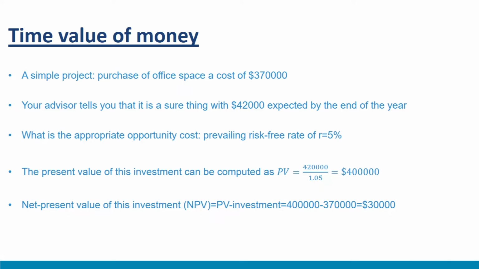Then the present value of this investment to you can be computed as shown here. Present value equal to 4,20,000 divided by 1.05 equal to $4 lakh. This is interest rate R, which is often called as discount rate, hurdle rate or opportunity cost of capital. In this case, you can compute something called net present value of your investment. The net present value NPV of your investment is NPV equal to present value minus investment equal to 4 lakh minus $3,70,000 equal to $30,000. This $30,000 is the value that you would generate by investing in this office space. If everything works out as planned, then you are richer by $30,000 in present value terms.